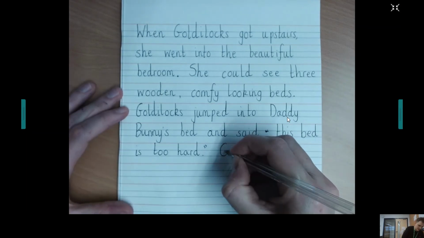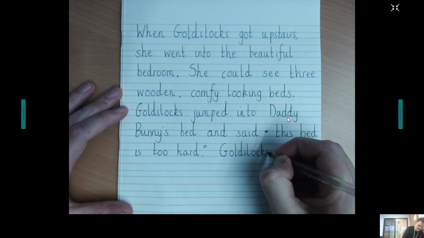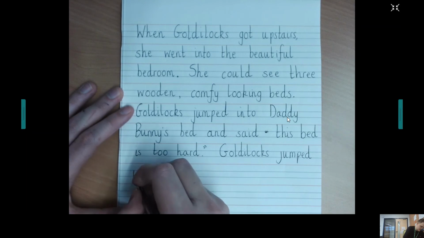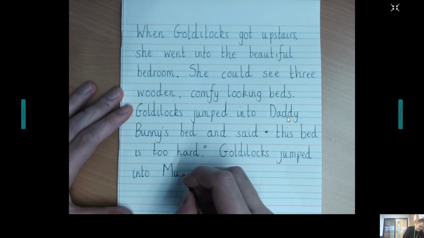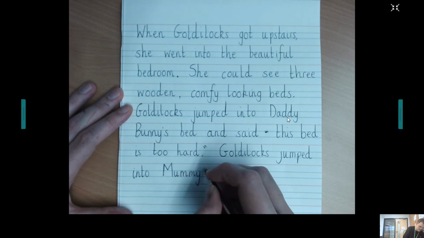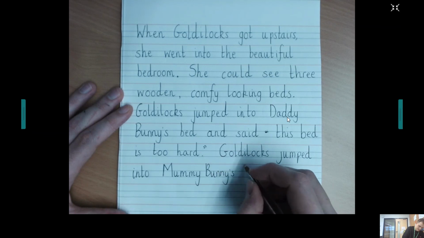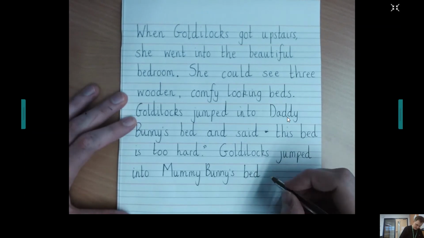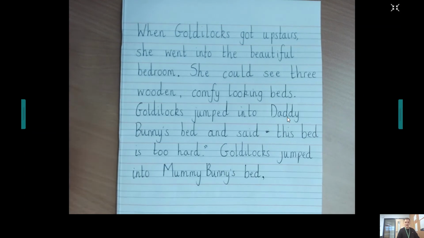Okay, so I can carry on with a nice capital letter. I'm using my lines beautifully. We're really trying to focus on our presentation today, team. Goldilocks jumped into, and I'm going to use nice capital letters for names, Mummy Bunny's bed. Goldilocks jumped into Mummy Bunny's bed. Okay, I'm going to put a little comma there.